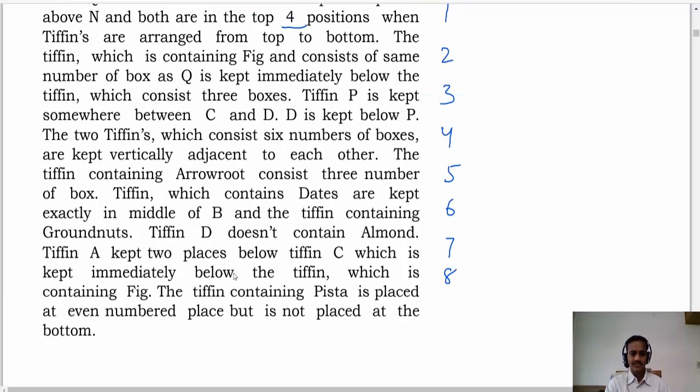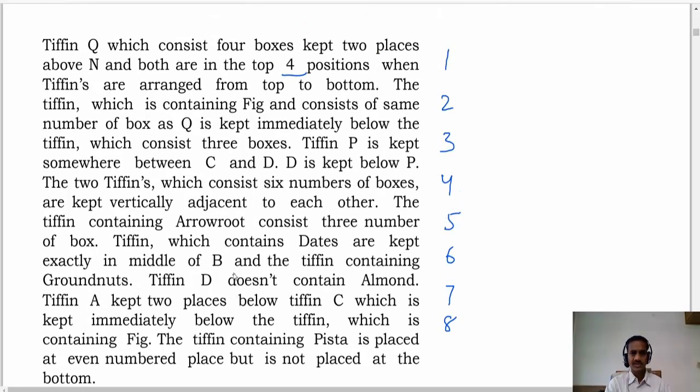Now we have one piece of information regarding almonds. Almonds is kept at the top. Almonds is kept at the top. Tiffin Q, the tiffin box containing fig, consists of the same number of boxes. Q is kept below the one which consists of 3 boxes, and tiffin P is kept somewhere between C and D. D is kept below, and the 2 tiffins which consist of 6 boxes are kept adjacent to each other.